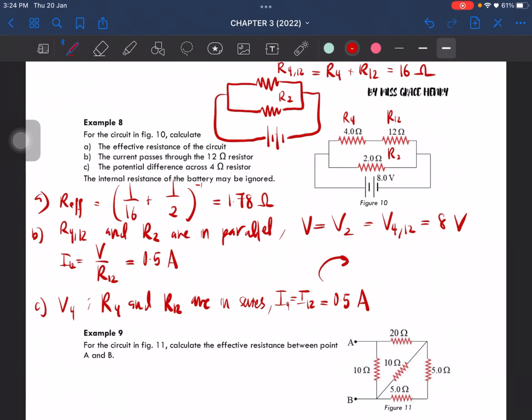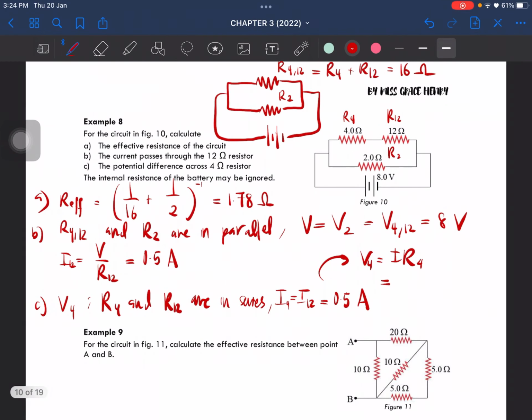From here we can just use Ohm's law, V equals IR, for the 4 ohm resistor. So this is for I4. It should be equal to 2 volt. Right, so that is the solution for example 8.